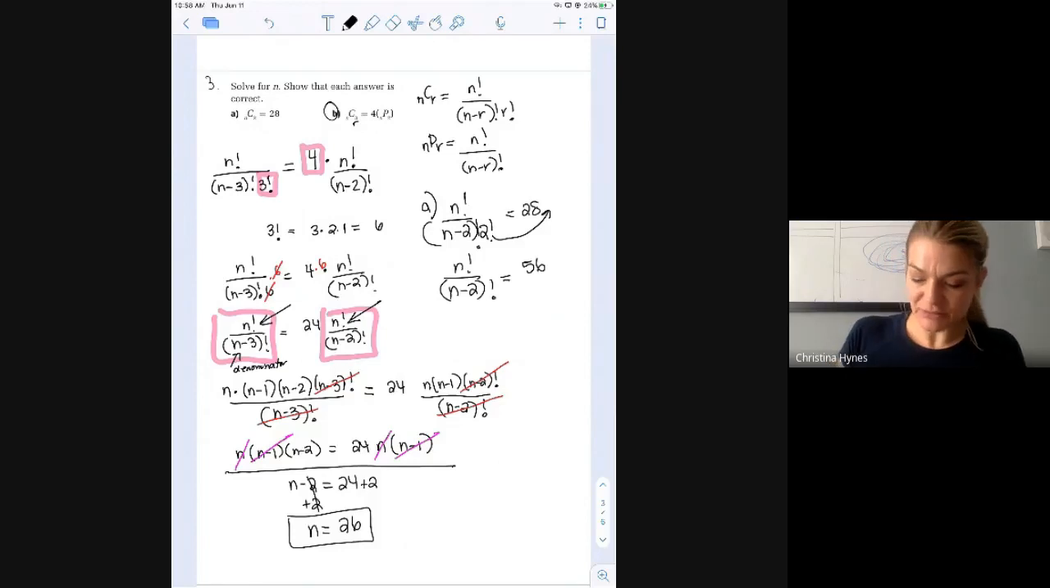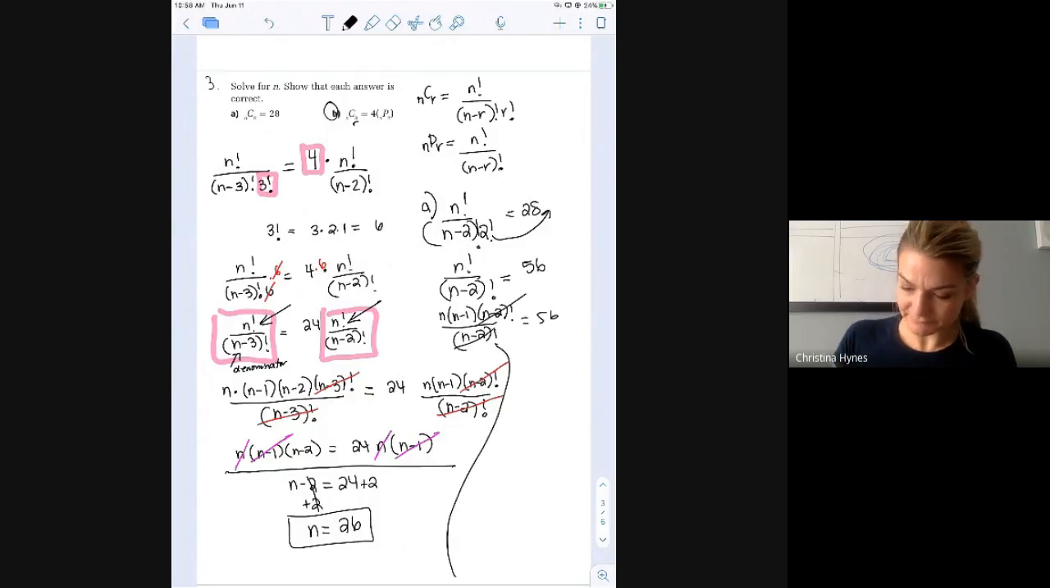And then just like in the previous case, I'm going to count down n minus 1, n minus 2, stop there because I have the exact same factor at the top and the bottom. So those will cross each other off. And now you're left with n multiplied by n minus 1 equals 56.